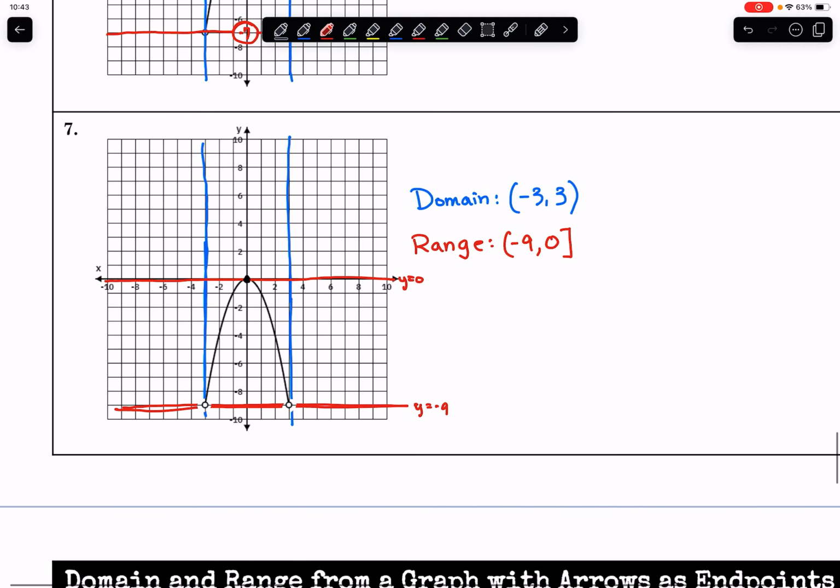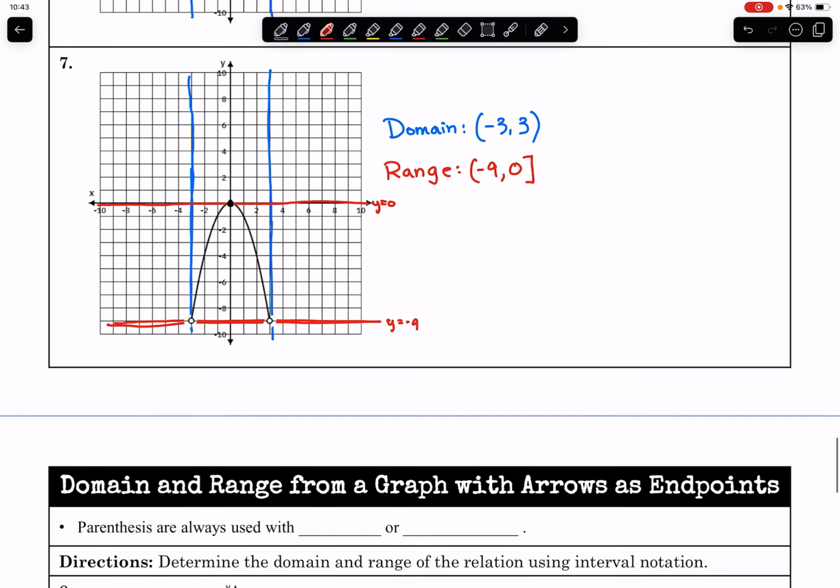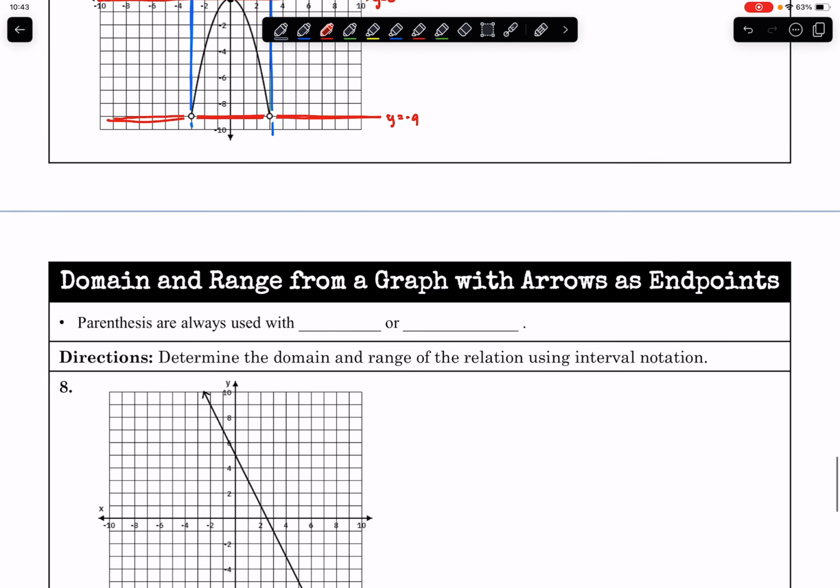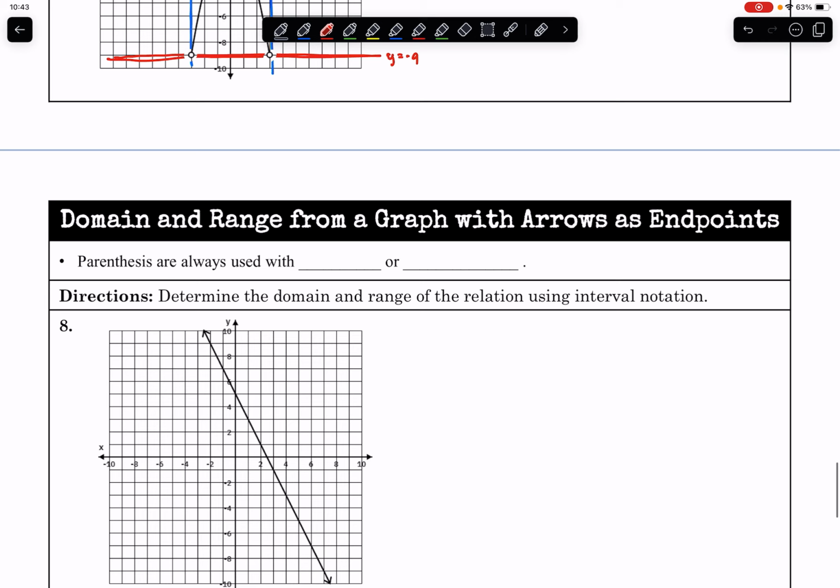Now let's look at identifying the domain and range of a relation from a graph with arrows as endpoints. So instead of having endpoints, let's say we have arrows instead. Arrows are always used with parentheses, and we're always going to use parentheses with -infinity or +infinity, because that's what the arrows are pointing at. They're pointing towards the infinities because they continue moving in an upward direction, a downward direction, a direction to the left, or a direction to the right. So those are always going towards the infinities.